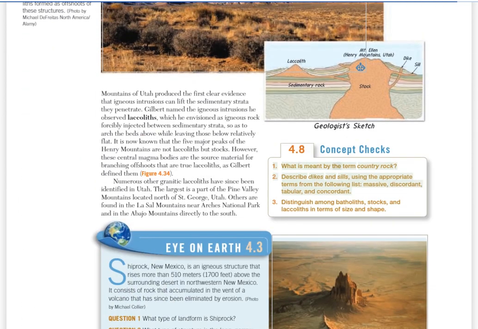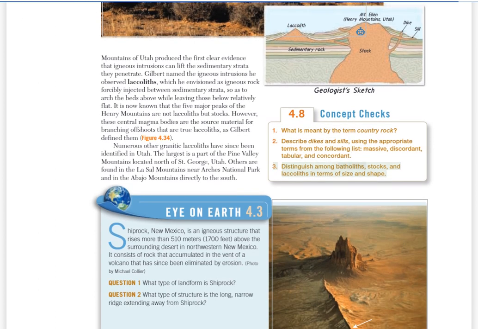1. What is meant by the term country rock? 2. Describe dikes and sills, using the appropriate terms from the following list: massive, discordant, tabular, and concordant. 3. Distinguish among batholiths, stocks, and laccoliths in terms of size and shape.